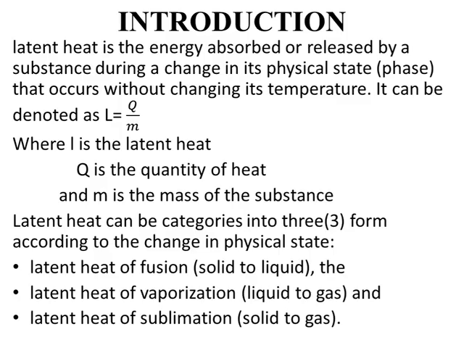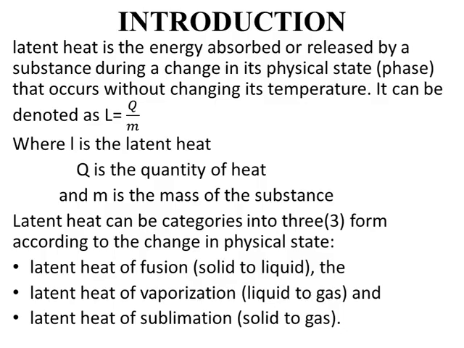Now, latent heat can be categorized into three forms. This categorization is according to the change in state, how it changes. So, we can naturally have a solid changing to liquid, and it can be vice versa. We can have a liquid changing to gas. It can be vice versa. And we can have solid changing to gas. So, solid to liquid is what we call latent heat of fusion. Liquid to gas is what we refer to as latent heat of vaporization, and solid to gas is what we refer to as latent heat of sublimation.